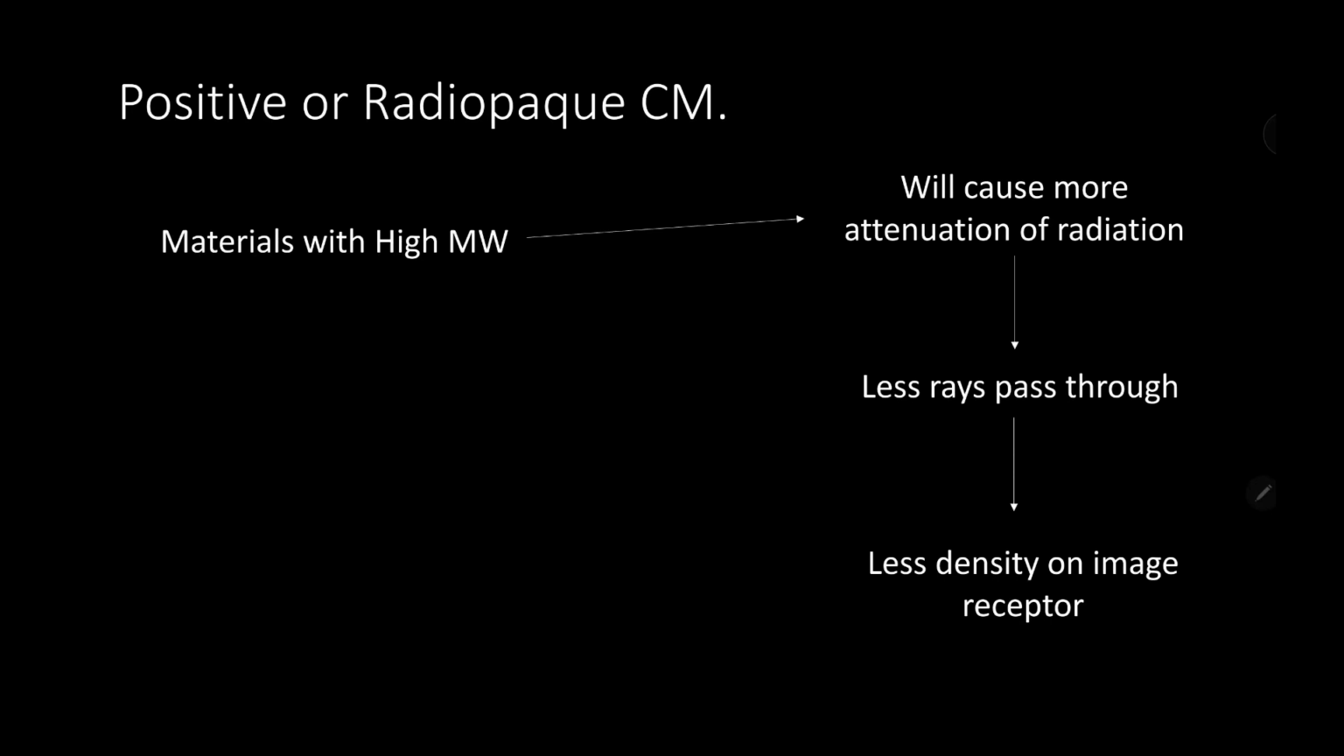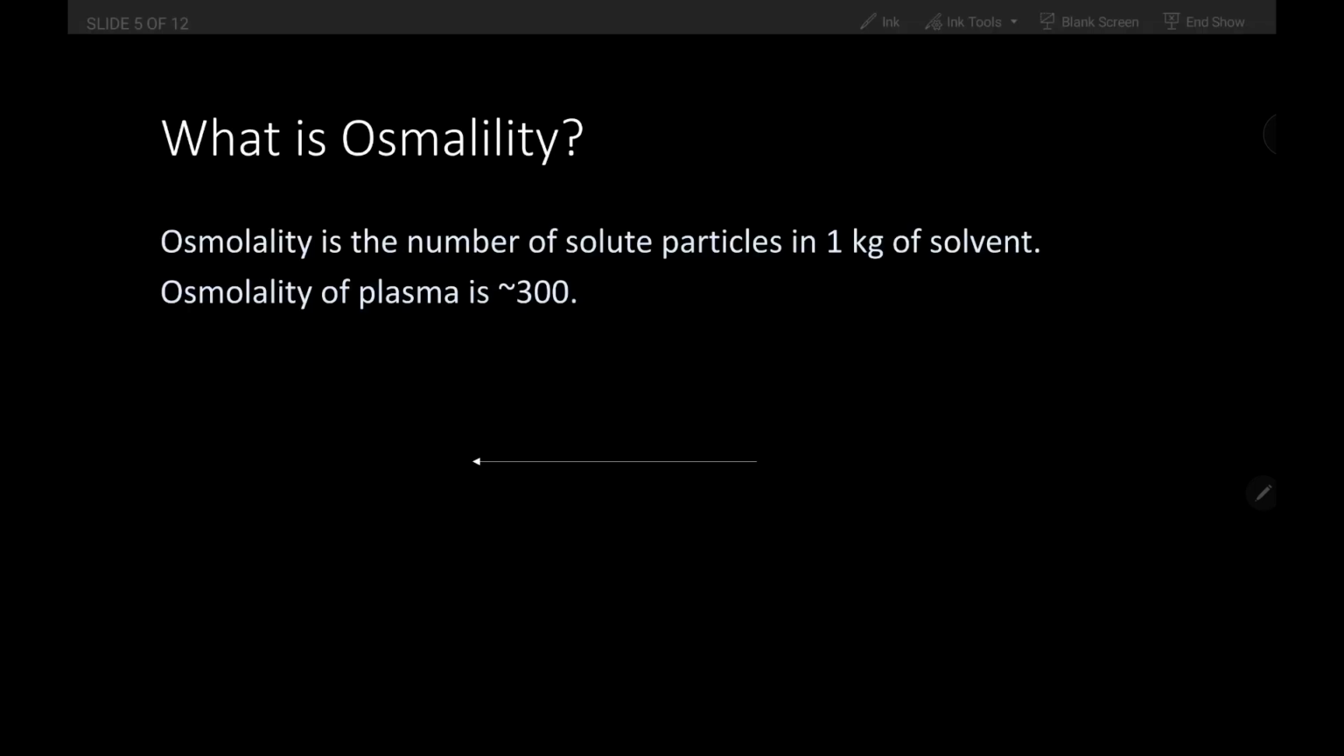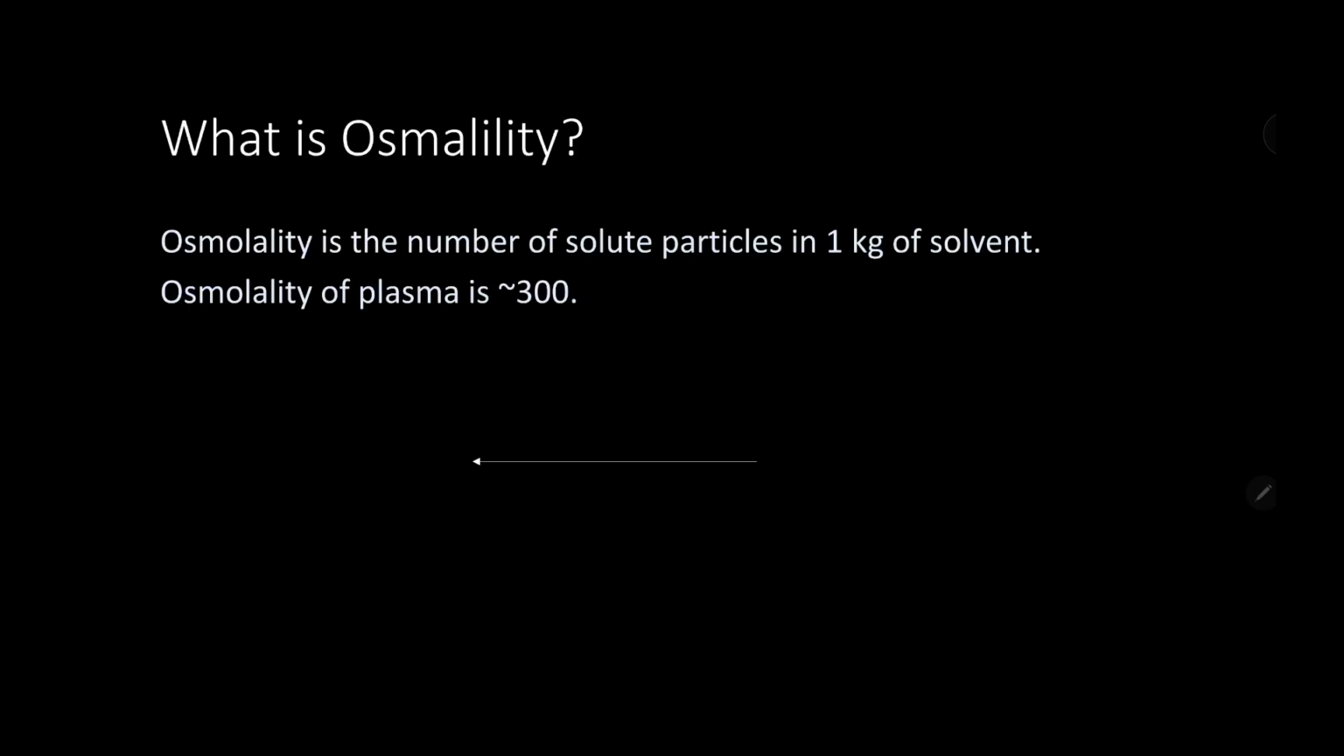Let's stop our talk on contrast media here for a second. If we're talking about contrast media, let's talk about the term osmolality, which is very commonly used in terms of contrast media. So what is osmolality? Osmolality is the number of solute particles in 1 kg of solvent. We all know the osmolarity of plasma is around 300 milliosmoles per kg.